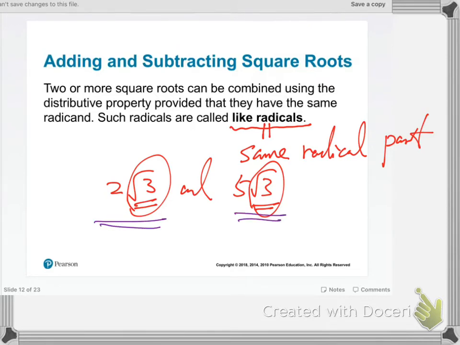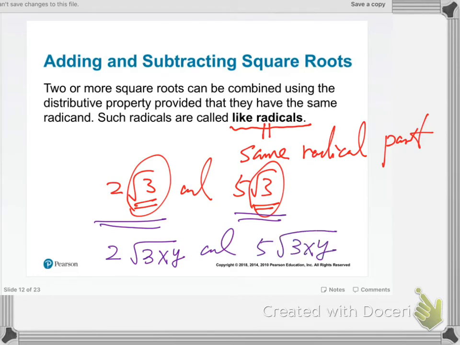You may even have letters inside. Let's say 2 radical 3xy and 5 radical 3xy. They are also like radicals because you have exactly the same radical part. You may have 2x here or 5y there, that doesn't matter. We only look at the radical part.